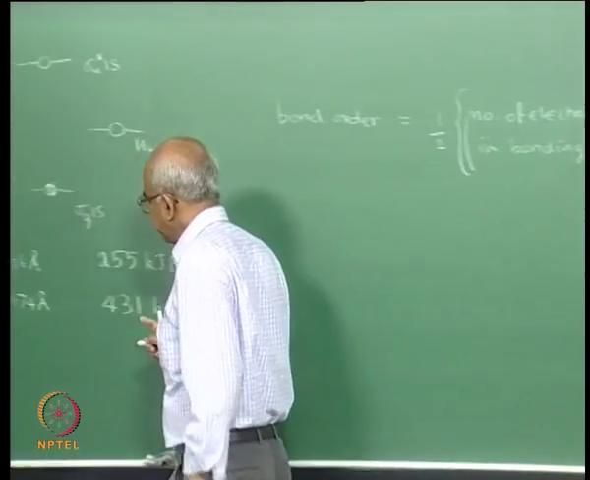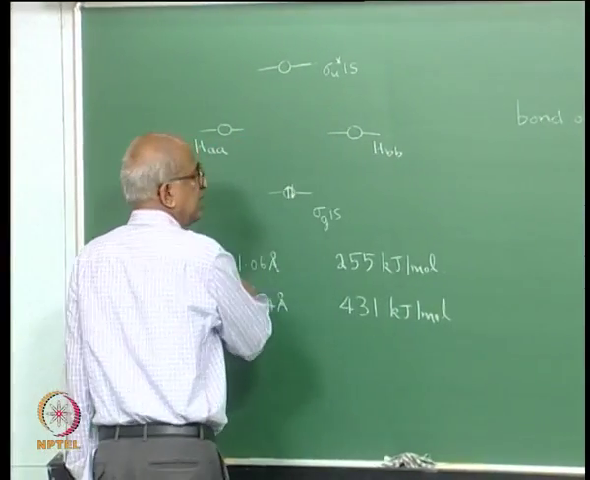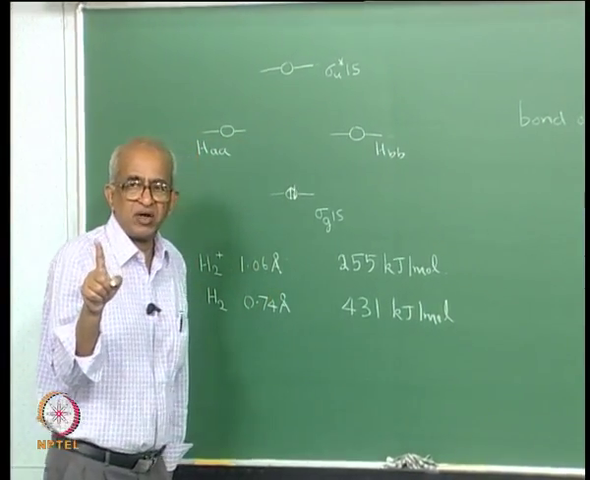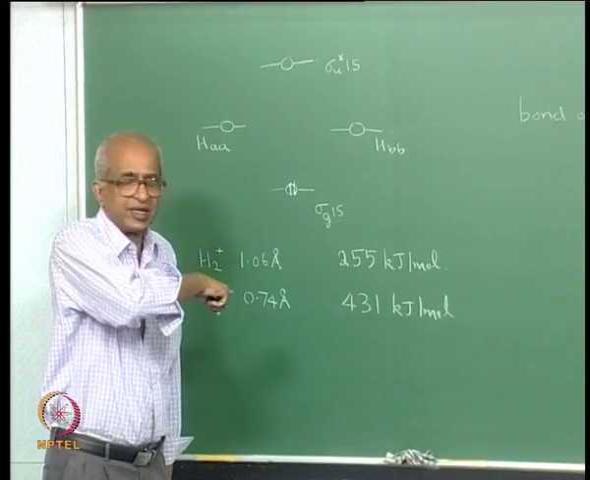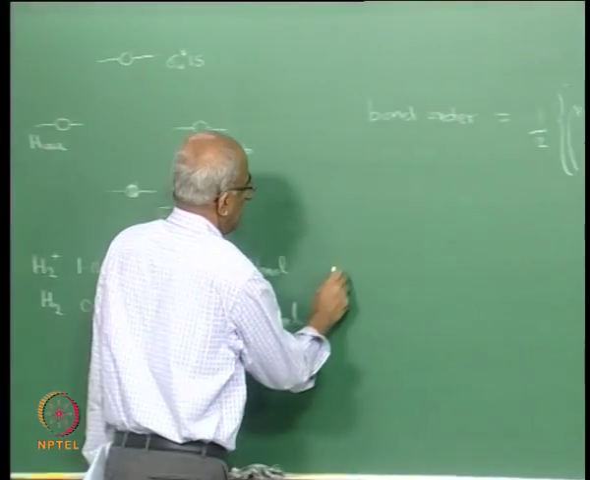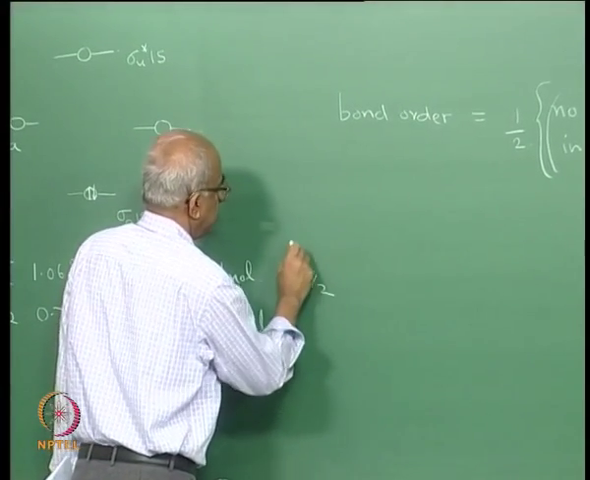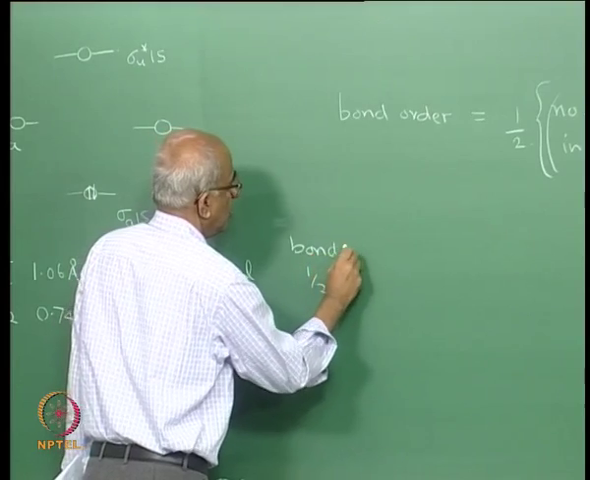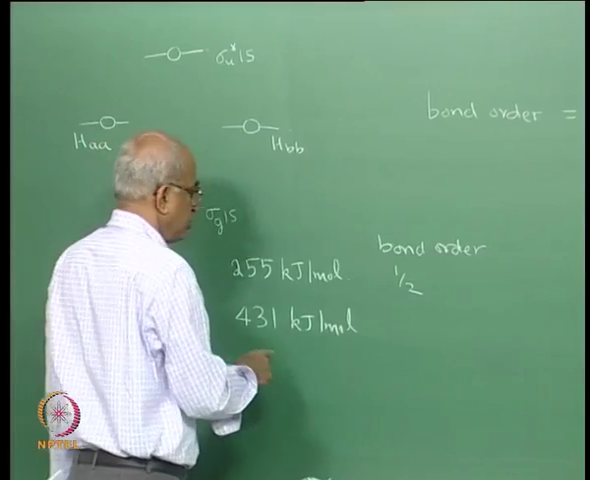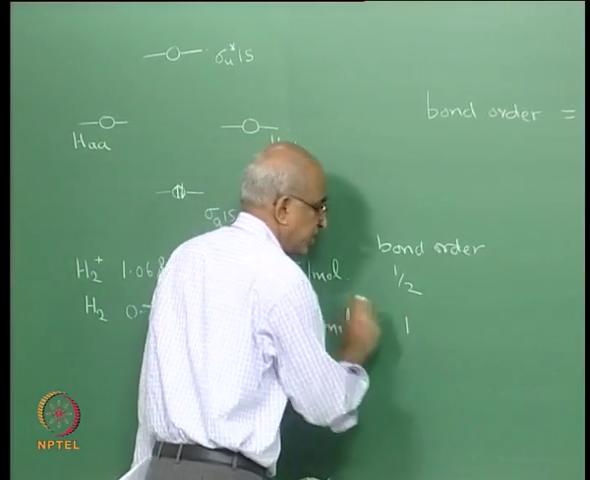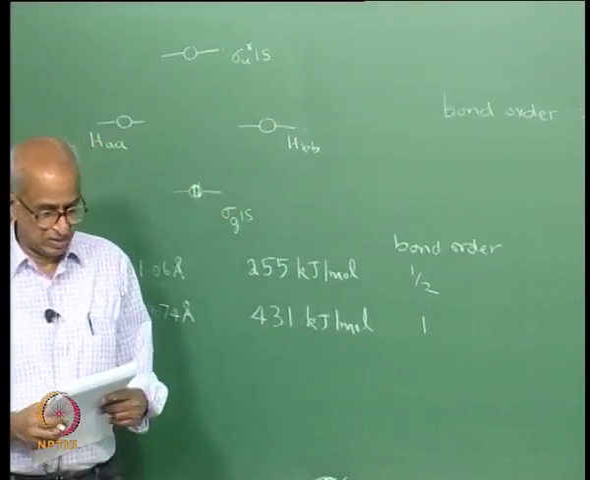If you use that definition for H2 plus, there is 1 electron in a bonding molecular orbital, there are no electrons in antibonding molecular orbital, so you will directly get a bond order of half. The same definition, if you apply it to H2, you are going to get a bond order of unity.